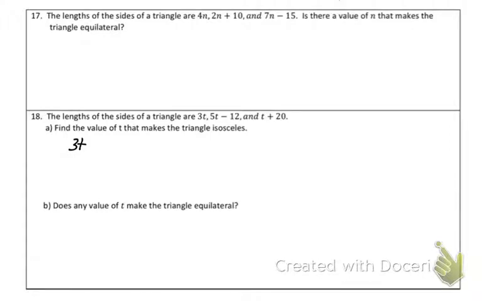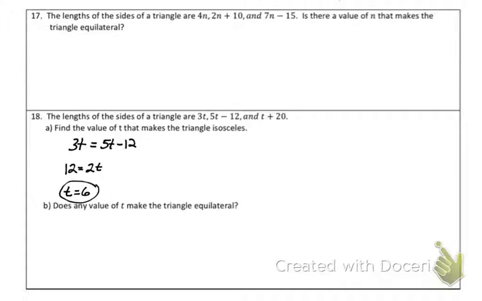So I'll just randomly pick 3t equals 5t minus 12, and I'm just going to solve for the t value that makes this statement true. So I subtract 3t from both sides, I add 12. So we'd have 12 equals 2t. So t equaling 6 would make this isosceles because these two sides would be equal to each other.